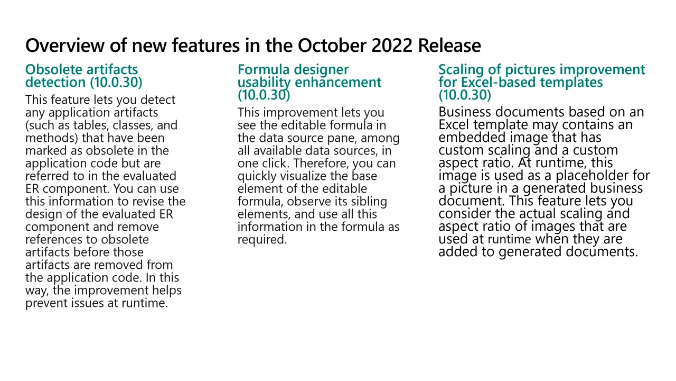First one is obsolete artifacts detection. It's more for ER. In case you use some artifacts like classes, methods, tables in model mapping which are obsolete, you would not get this information from running validation on the electronic reporting side. So it means that you would not get the notice that something is going to be deprecated later. So now we added this check.